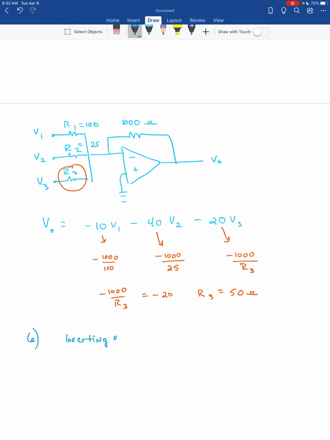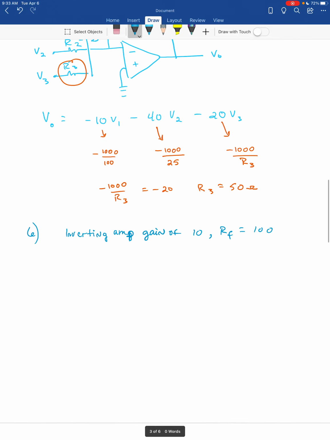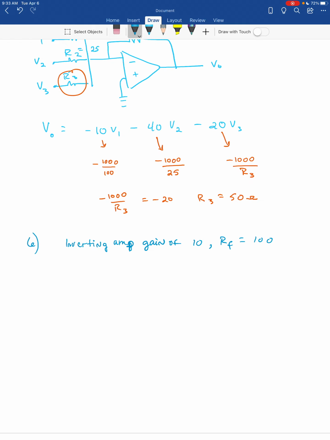So you're told an inverting amplifier has a gain of 10 and a feedback resistor equal to 100. Okay, once again, a super easy problem. Your inverting amplifier circuit looks like this. Here's your input. Here's your feedback. Here's V out. Here's V in.